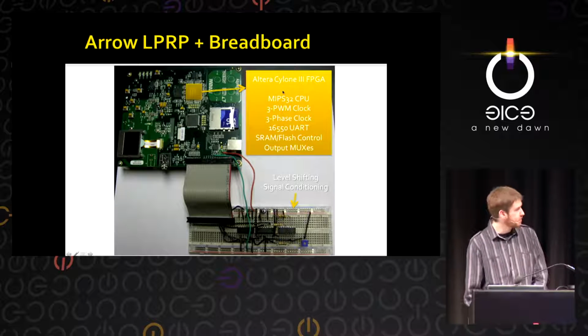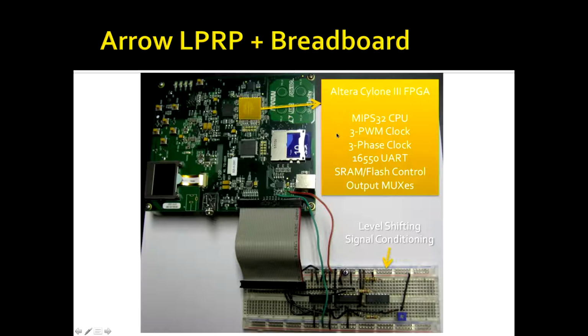So it has an Altera Cyclone 3 FPGA, which I put a MIPS 32-bit soft CPU inside of it. That 3 PWM clock generator that I showed you before, the polyphase clock generator. It's got a regular 16550 UART. It's got some driver functionality for SRAM and flash control, and then some output multiplexers to switch between your low-speed normal signal and your high-speed glitch signal.